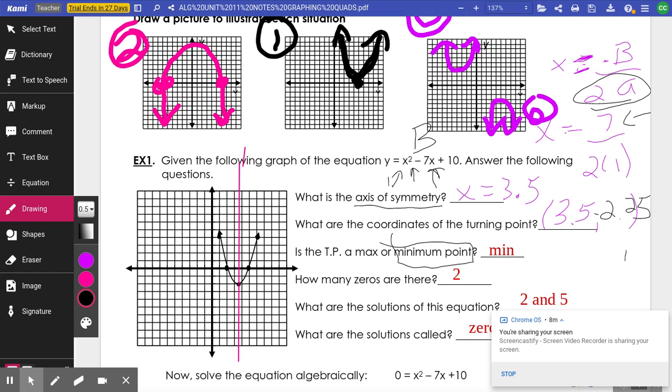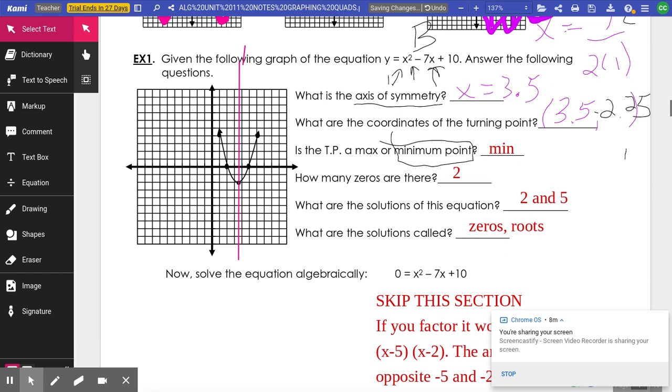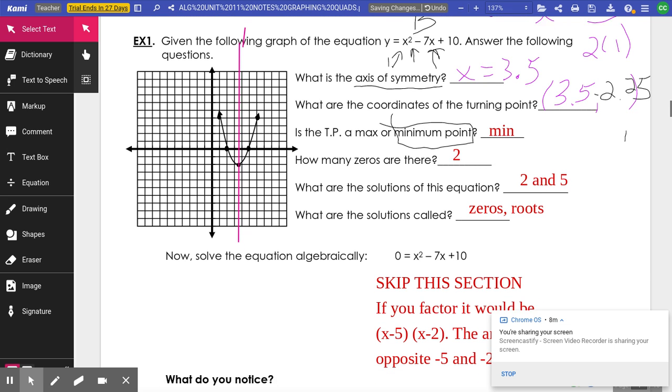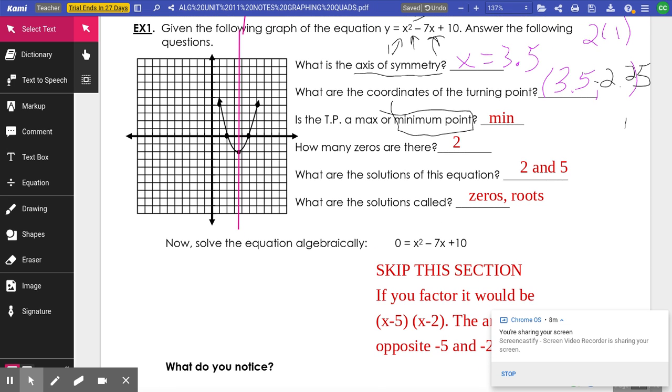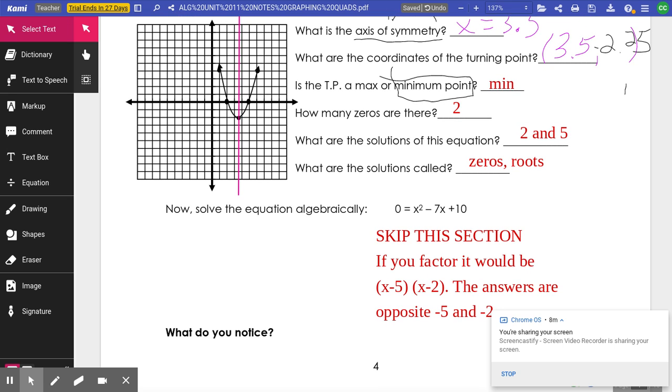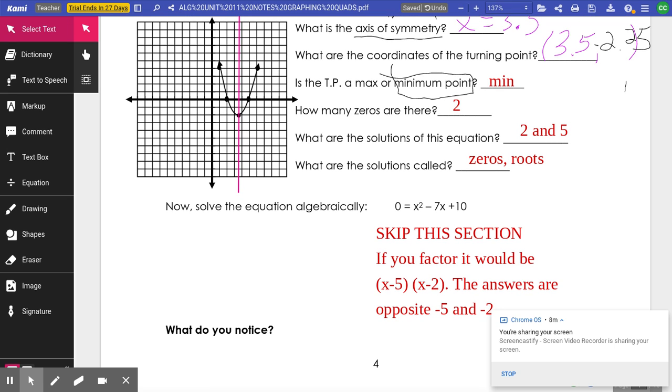All right, finally, what are they called? Whatever you want to call them. Zeros, roots, solutions. Now, what they wanted you to do is work algebraically. We haven't done this yet. This is what we'll do later in the week or Monday. You could skip it, but I just want you to understand.